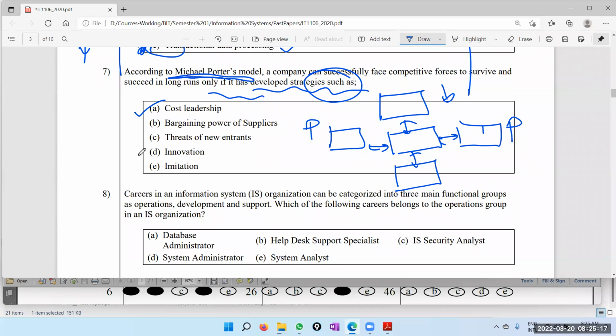Threat of new entrants? No, that is one of the 5 forces. Innovation? Yes, that is a strategy. Imitation?